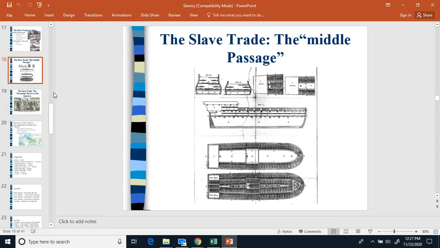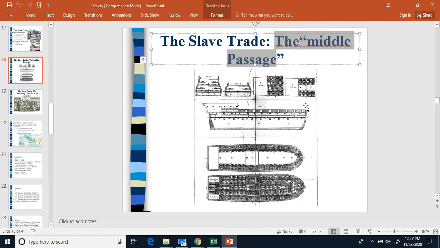So now, if your parents are slaves and you're born, you're also a slave. While in the past, if your parents were slaves and you were born to them, you wouldn't be a slave. So there's a bit of a change here. Let's go ahead and make a bullet, and we're going to write down this word right here, middle passage. So bullet, middle passage.